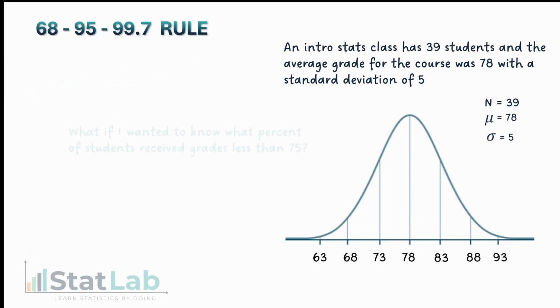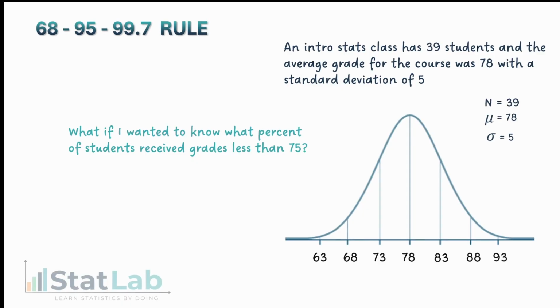Now let's look at what happens if I wanted to know what percent of students received a grade of less than 75. How can I answer this one? Well, we can't use this method to answer this one because 75 doesn't fall on an even 1, 2, or 3 deviation. And that's where this rule has limitations. We can only use it to talk about the specific 1, 2, and 3 minus 1, 2, and 3 standard deviations. If we want to know something in between, we need to use some other method, and that other method involves using z-scores.